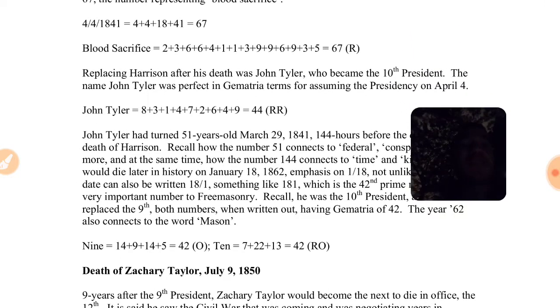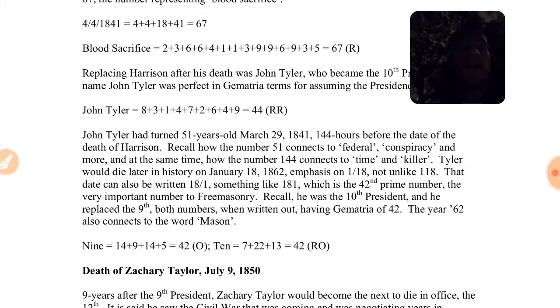Replacing Harrison after his death was John Tyler, who became the 10th president. The name John Tyler was perfect in gematria terms for assuming the presidency on April 4th. 44, John Tyler in reverse reduction. John Tyler had turned 51 years old March 29th, 1841, 144 hours before the date of the death of Harrison. Recall how the number 51, so it's his birthday, and 144 hours later, boom, William Henry Harrison dies.